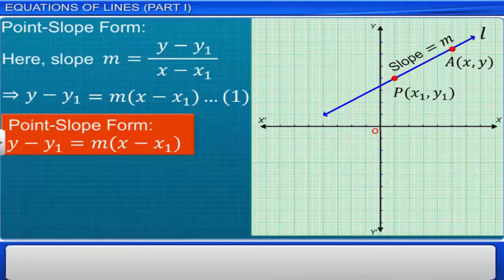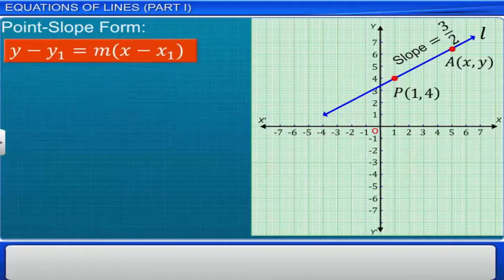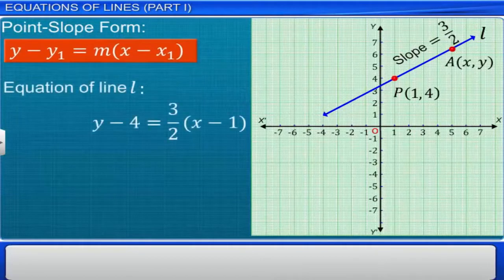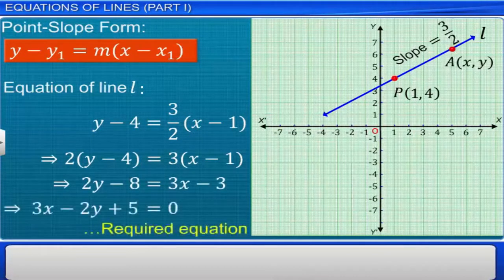For example, consider a line L passing through a given point P (1, 4) and having a slope 3/2. Let us put the values of m and the coordinates of point P in the point-slope form of the equation of a line. On simplifying, we get the required equation of the line as 3x minus 2y plus 5 is equal to 0.